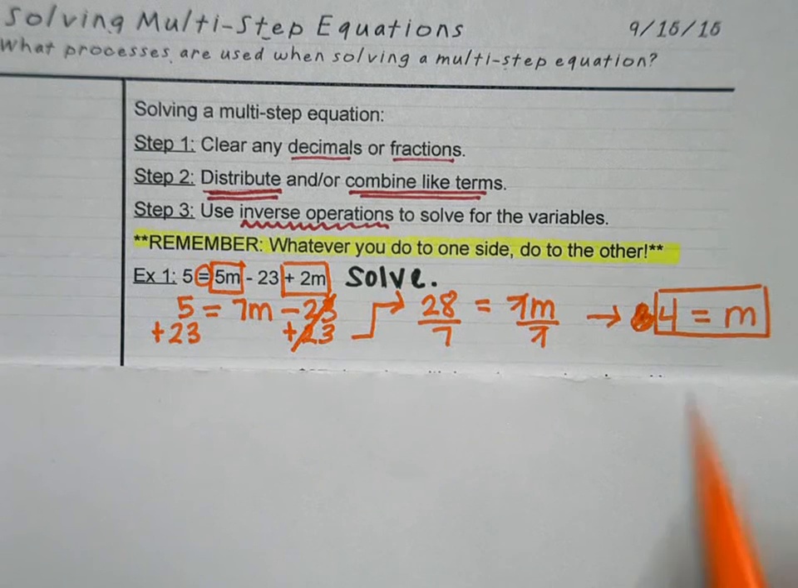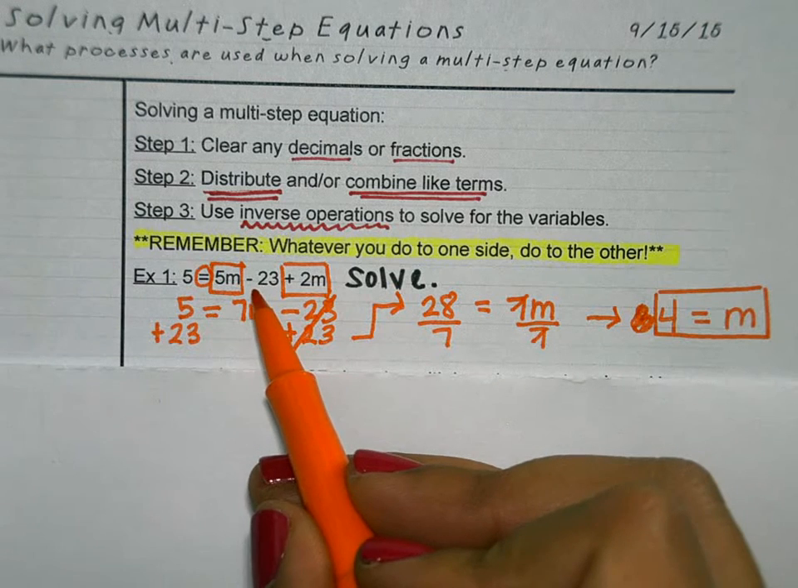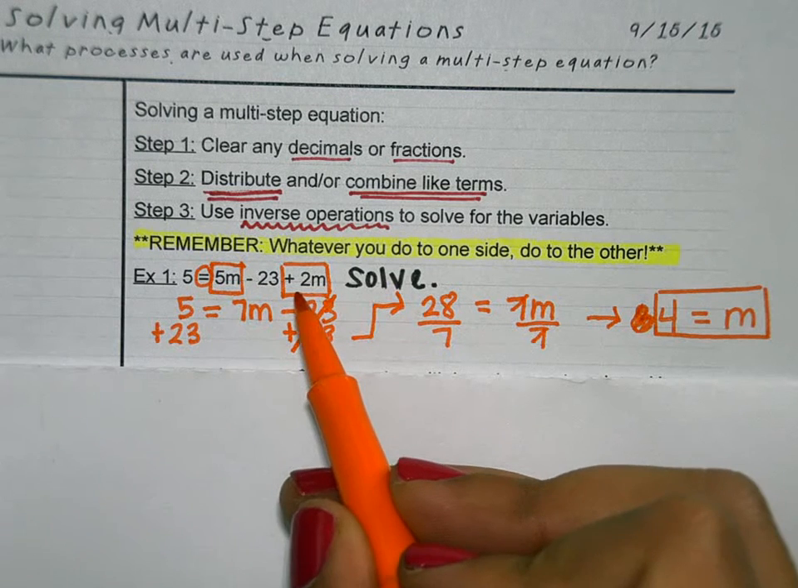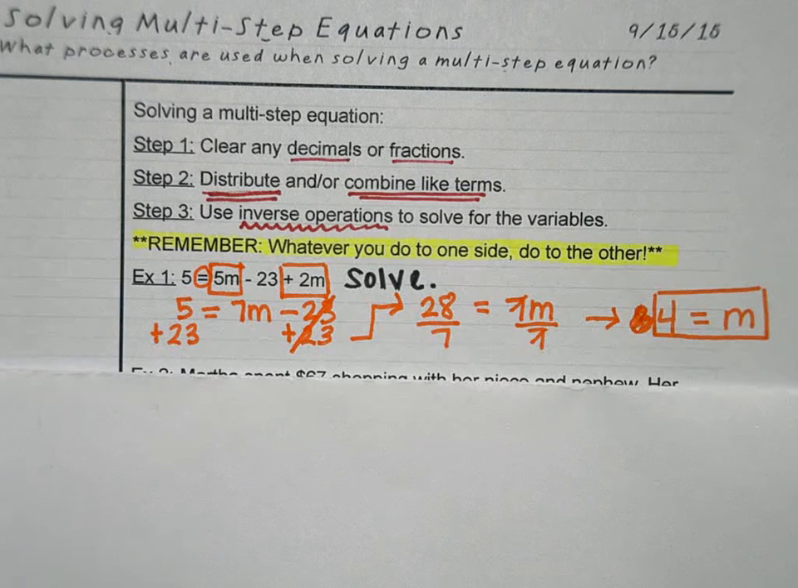We can check our answer by taking 4 and substituting it back into the original equation where we saw m. So I will have you guys do that on your own. For right now, we're going to move on to the next problem.